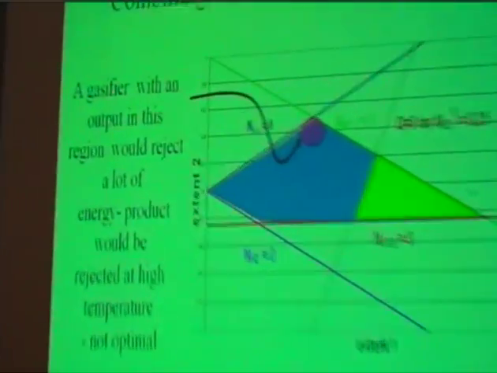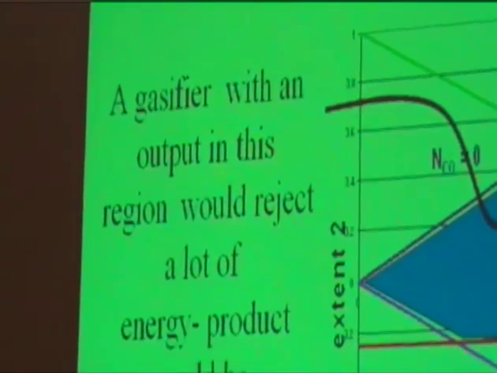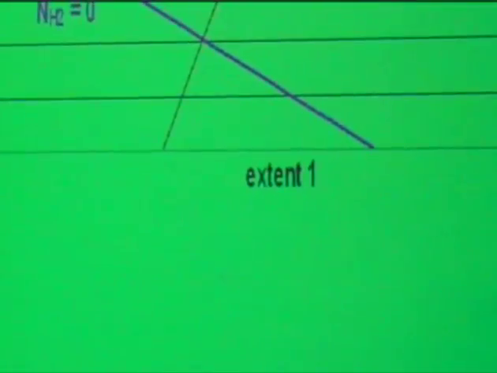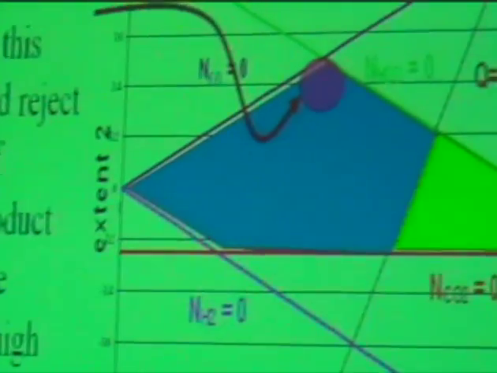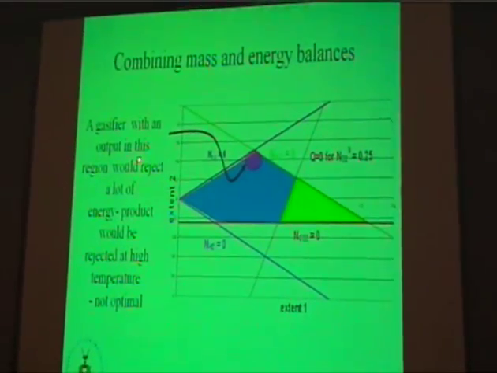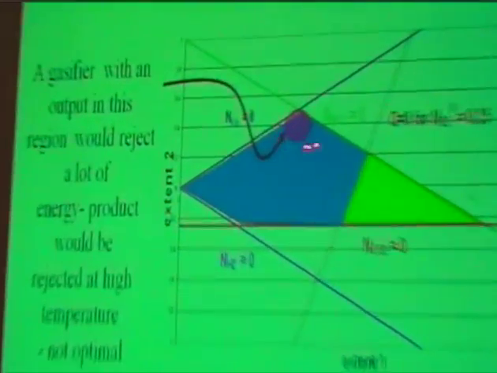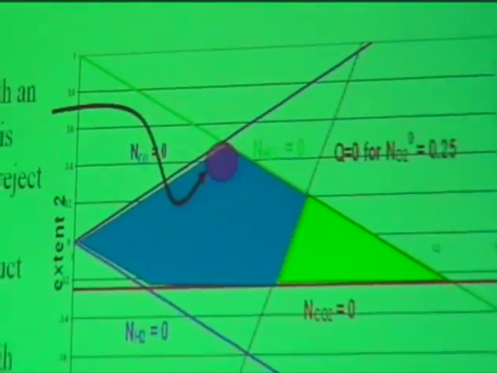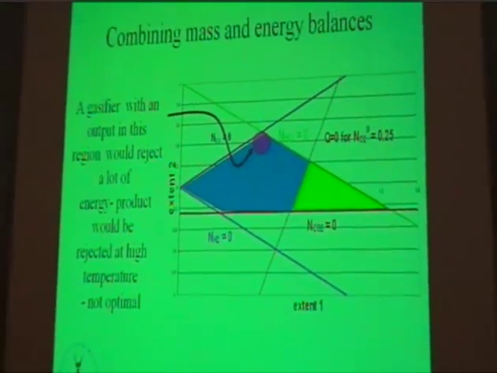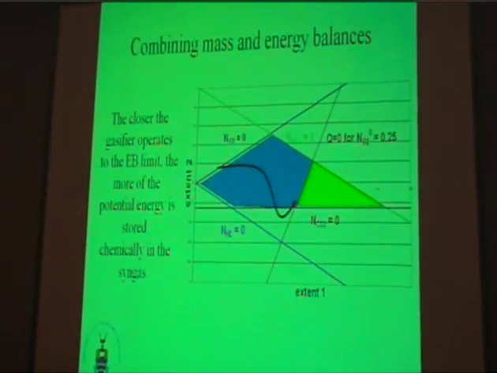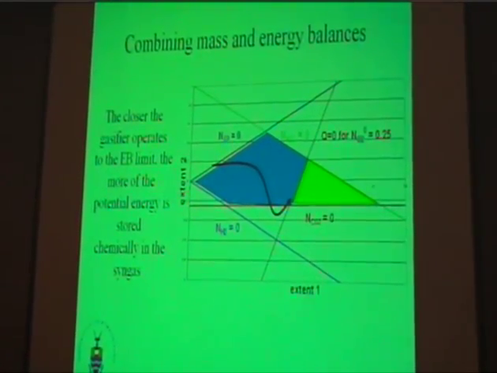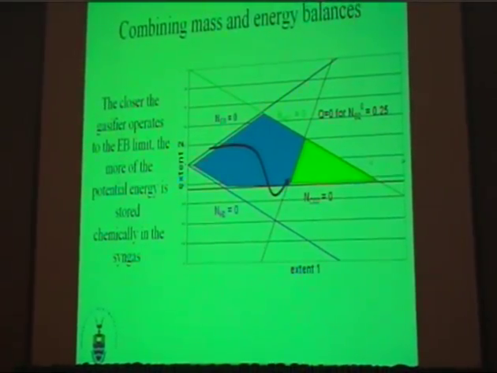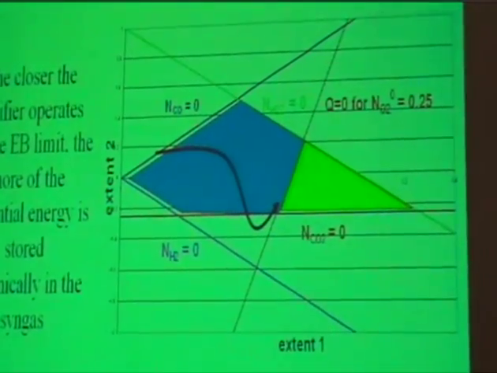Also, we note that this is Q equals naught. If we operated here, we would reject a lot of energy. And that wouldn't be what we were trying to do, because we want to store as much of our energy in our chemical product as possible. So, the closer the gasifier operates to this line, the more of the potential energy is stored chemically in the syngas.